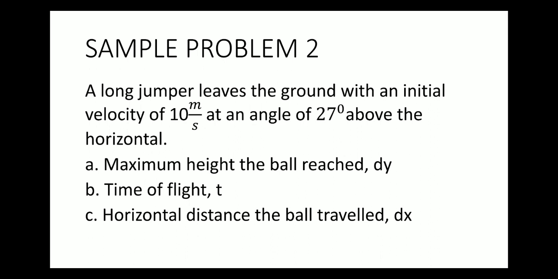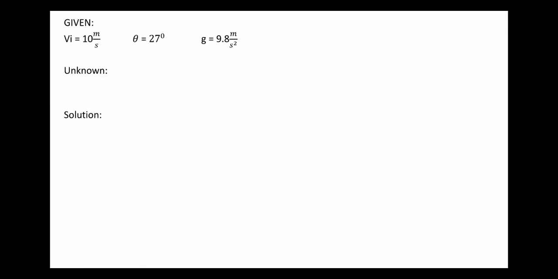A long jumper leaves the ground with an initial velocity of 10 meters per second at an angle of 27 degrees above the horizontal. So find the dy, time, and the dx. Actually, it has the same solution, but the given are different, but the solution is just the same. So given, we have VI is equal to 10 meters per second, angle is 27 degrees, G is 9.8 meters per second squared. Then the unknown: dy, t total, and the dx.